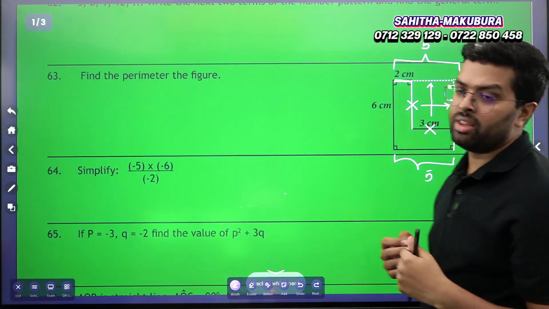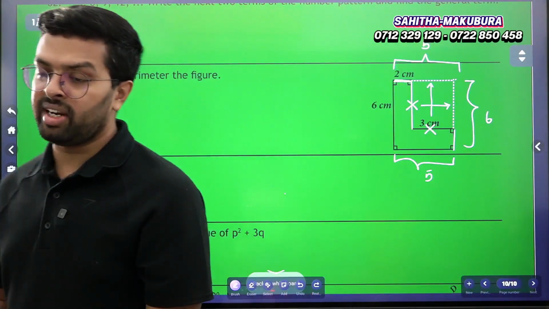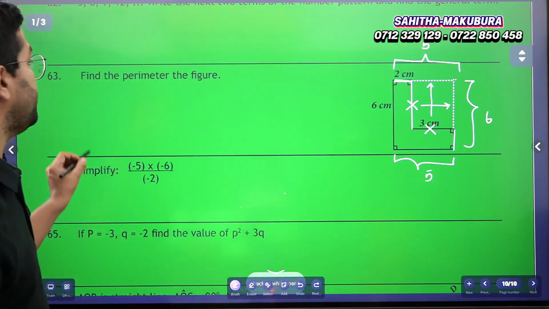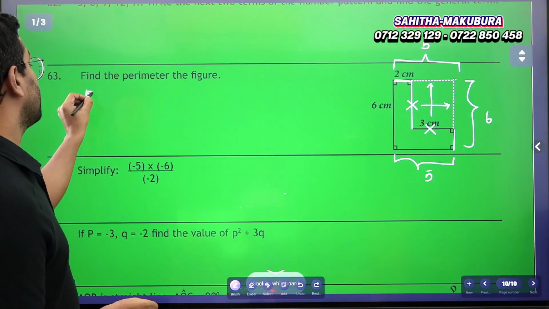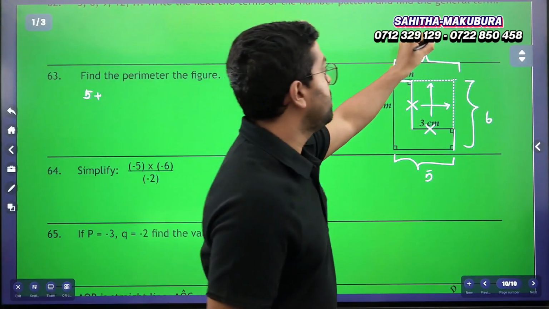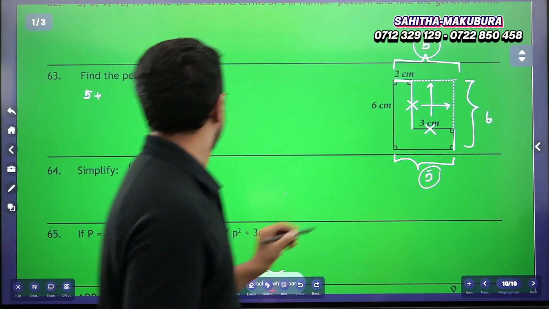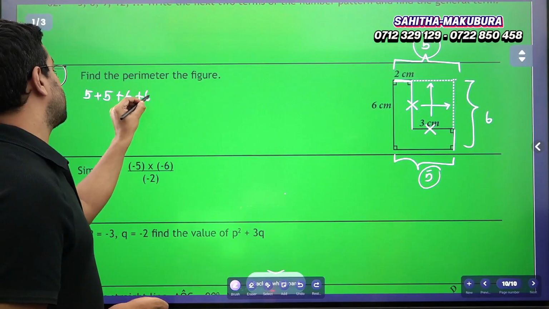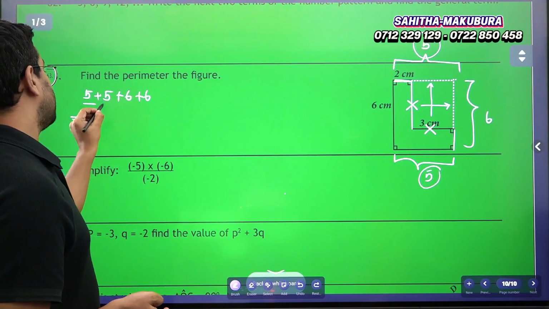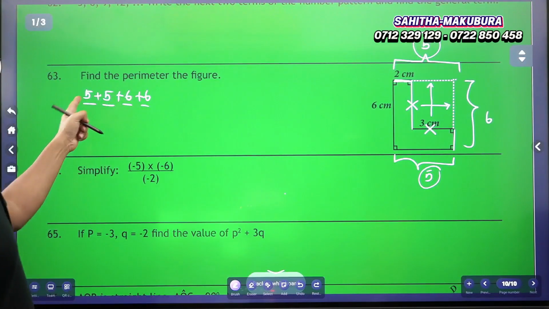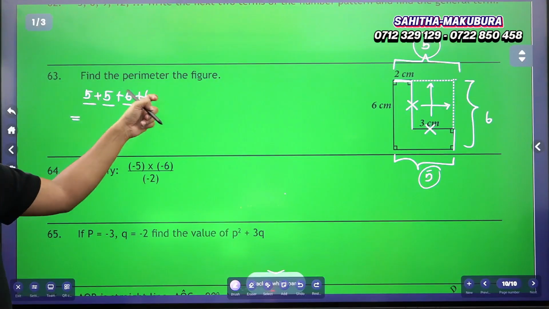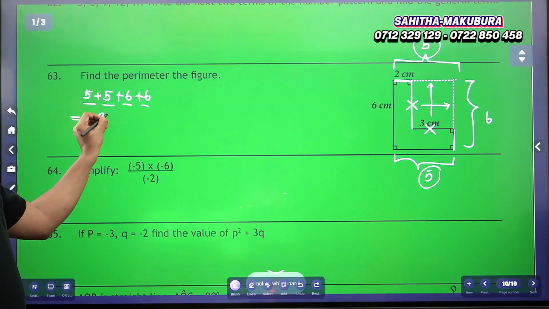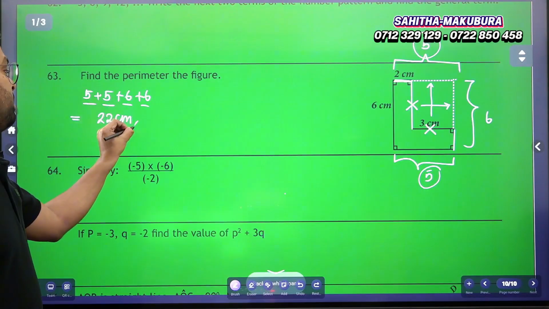Now we know the length of all the 4 sides. This is a rectangle. So how to find out the perimeter? 5 plus 5 plus 6 plus 6. 5 plus 5, 10. 10 plus 6, 16. 16 plus 6 is 22 centimeters.